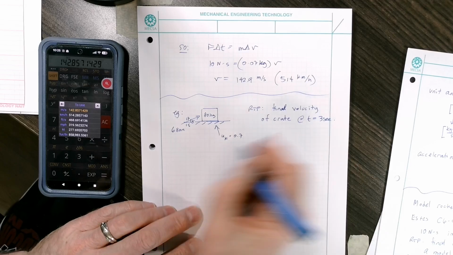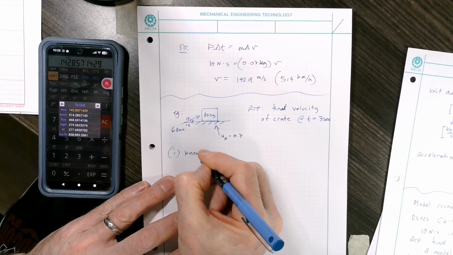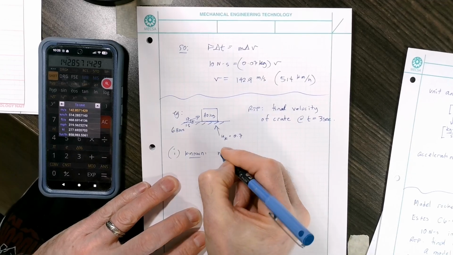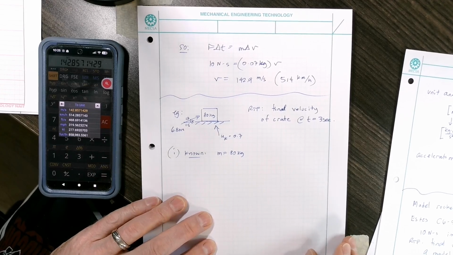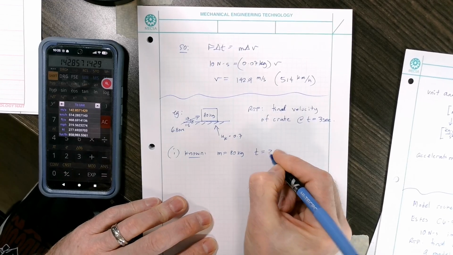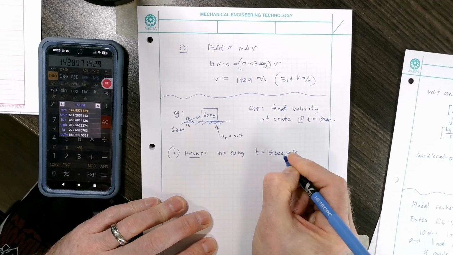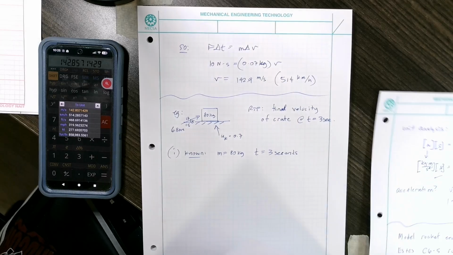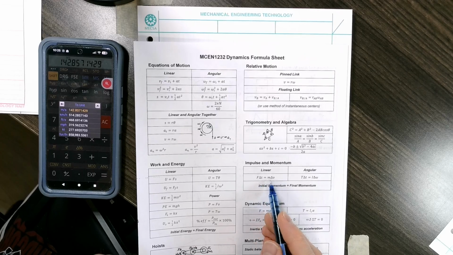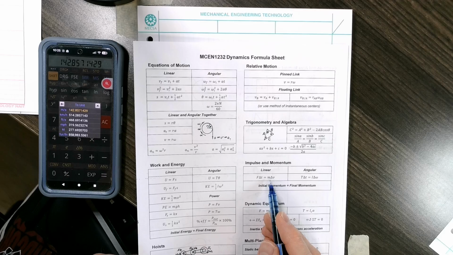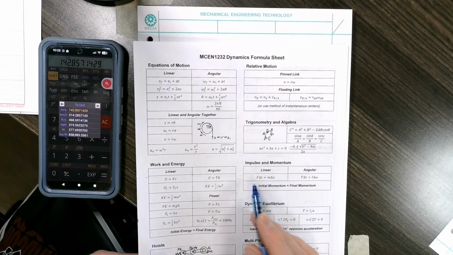But okay, let's do a little known thing here. Well, mass is 80 kilograms. Force, I'm not going to go there quite yet. T is 3 seconds, those two are easy. In the impulse momentum method, we have F delta T equals M delta V. M is known, T is known, V is to be found, and the question is force.